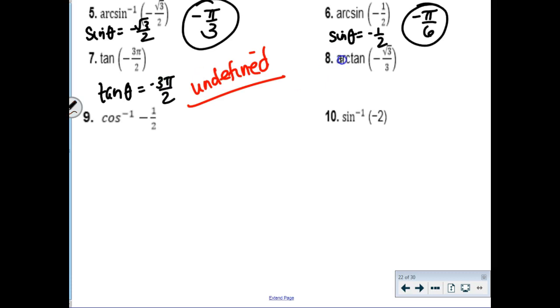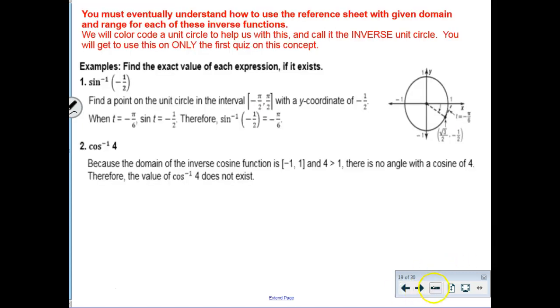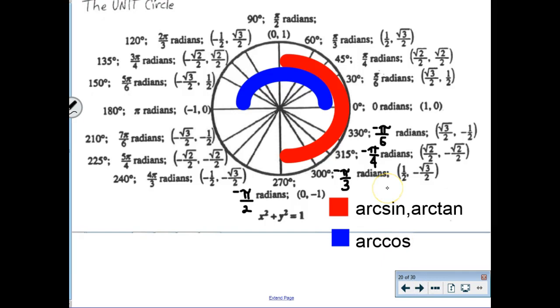Here. Arctan, negative square root of 3 over 3. So this question used to say, where is the tangent negative square root of 3 over 3? I think we know what quadrant we're in, so let's go ahead and look at that part of the unit circle. Please don't write on your unit circle, but we know it's going to be one of these, right?